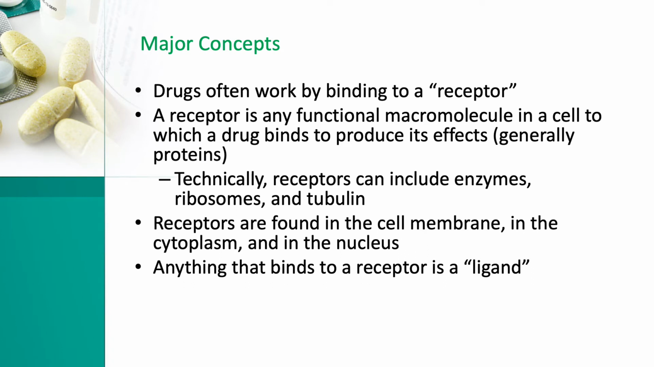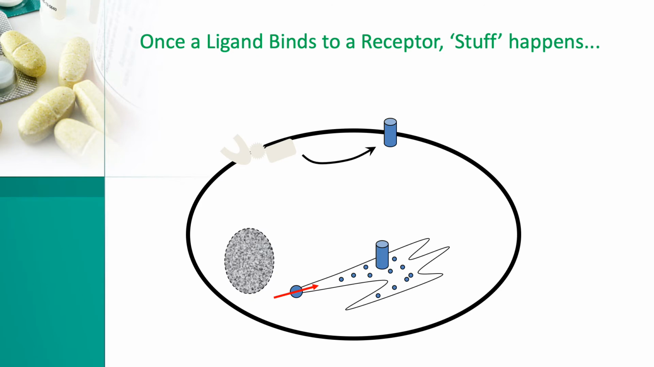Drugs often work by binding to a receptor. A receptor is any functional macromolecule in a cell to which a drug binds to produce its effects. It's generally proteins. Technically, receptors can include enzymes, ribosomes, and tubulin. Receptors are found in the cell membrane, in the cytoplasm, and in the nucleus. Anything that binds to a receptor is called a ligand. Once a ligand binds to a receptor, stuff happens.